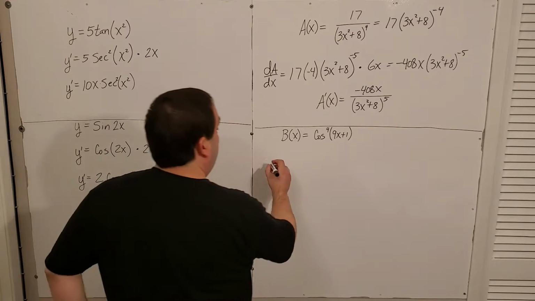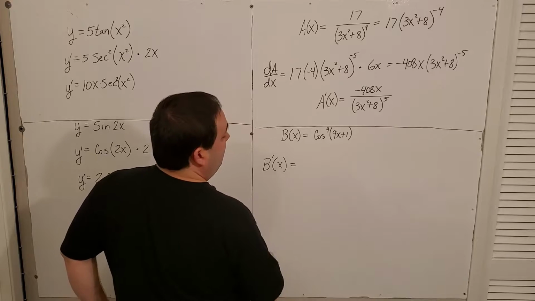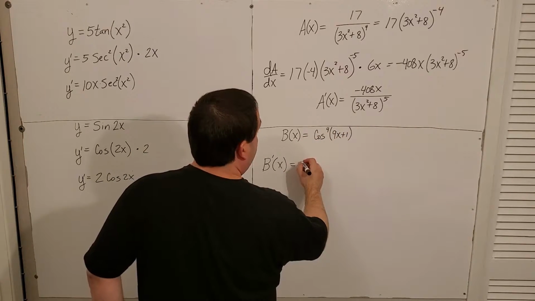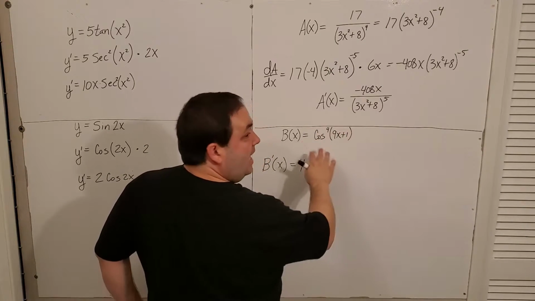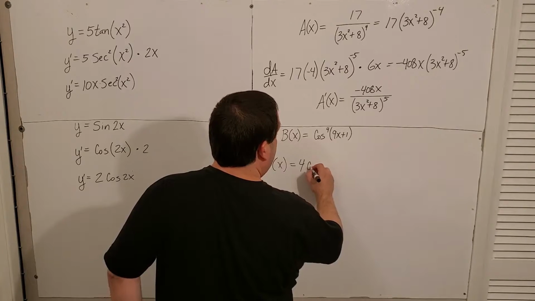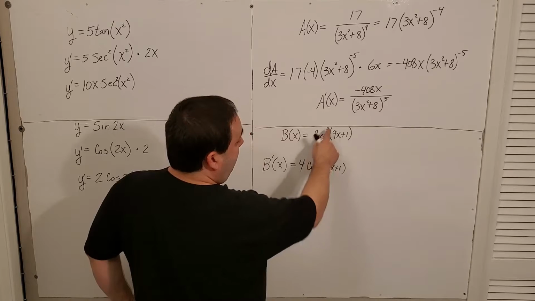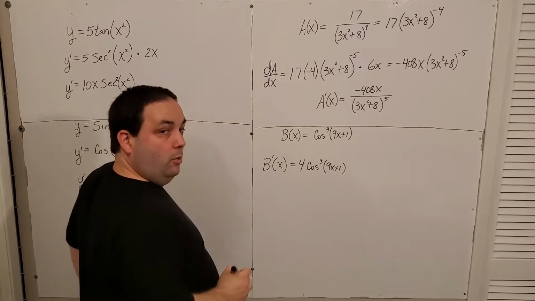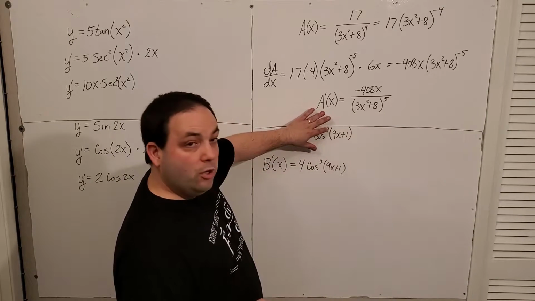All right, so b prime of x. The power rule, remember power rule, I'll drop the 4. Then everything inside of that stays the same. So I still have the cosine, I still have the 9x plus 1, but I drop the 4, I subtract 1, it's now to the 3 power, right? Okay, now the power part is done.